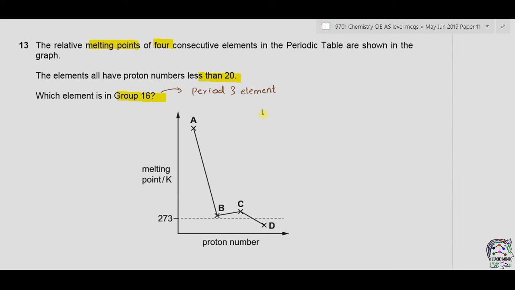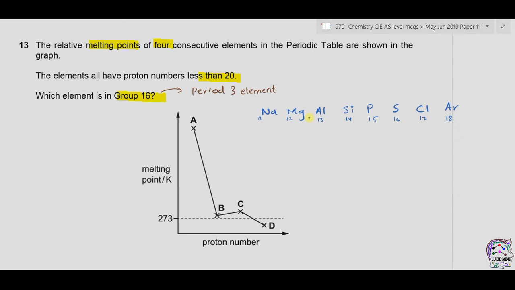As in period 3 we have sodium, magnesium, aluminum, silicon, phosphorus, sulfur, chlorine and argon. Now the atomic number of sodium is 11, for magnesium it is 12, then 13, 14, 15, 16, 17 and 18. Now looking at the melting point for sodium, which is in group 1 of the periodic table, then we have magnesium, which is in group 2 of the periodic table.